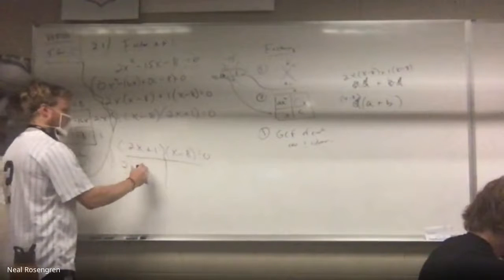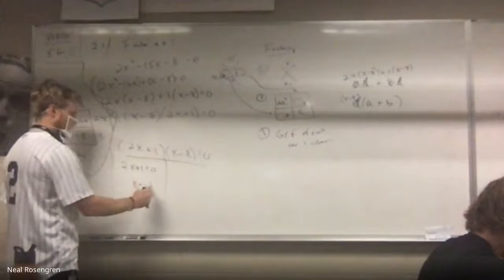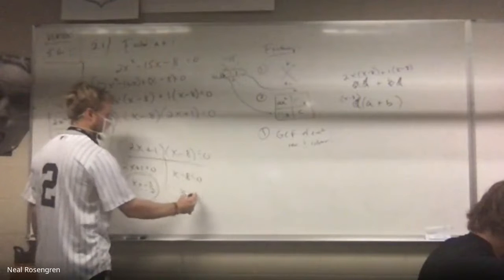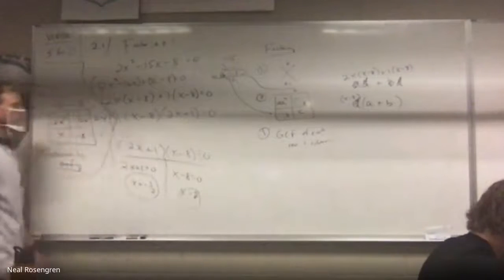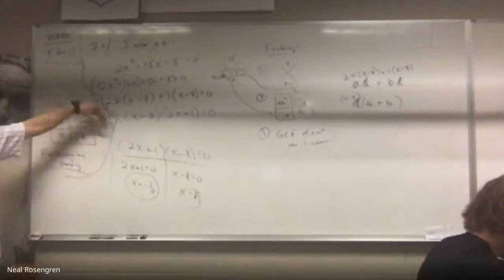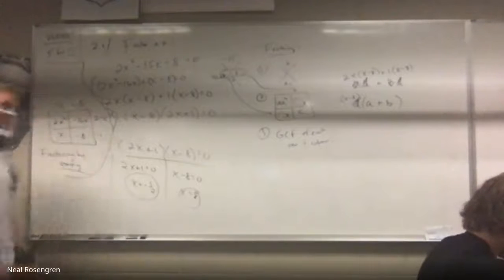All right. 2x plus 1 equals 0. Subtract 1, divide by 2. And x minus 8, so you get your 8. Okay. Have you seen that process before? Factoring by grouping. Awesome. Let's do another one.